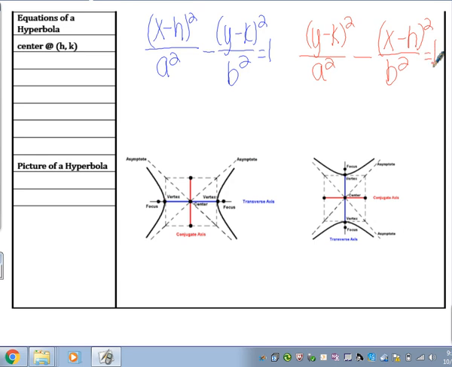A is always first, all right? It's not necessarily the biggest number here, it's just always first. Let me write that out on the side. Is this a rule for hyperbolas? Yes. So it's always before the subtraction. Not necessarily the bigger number.